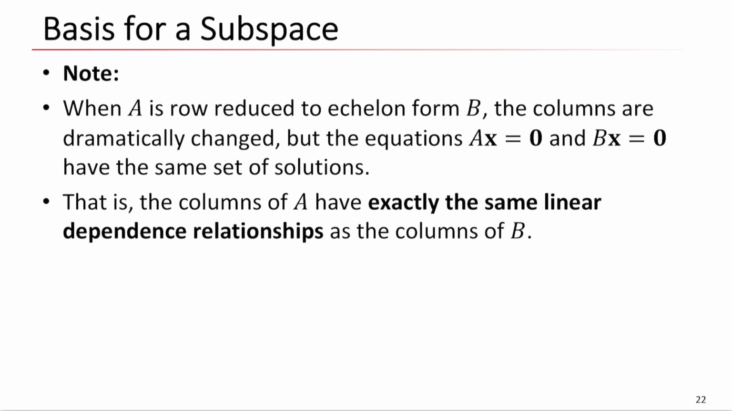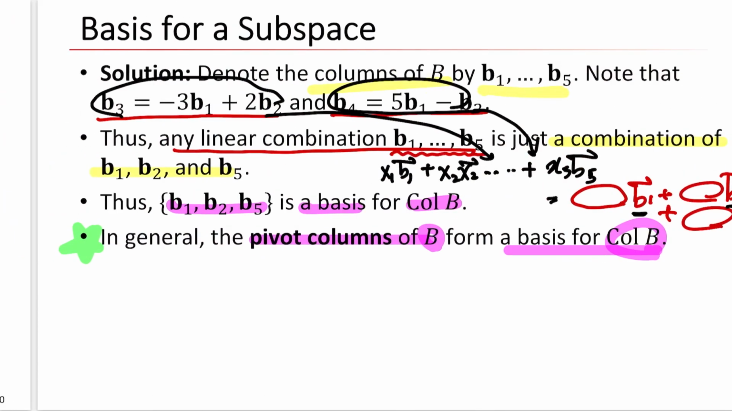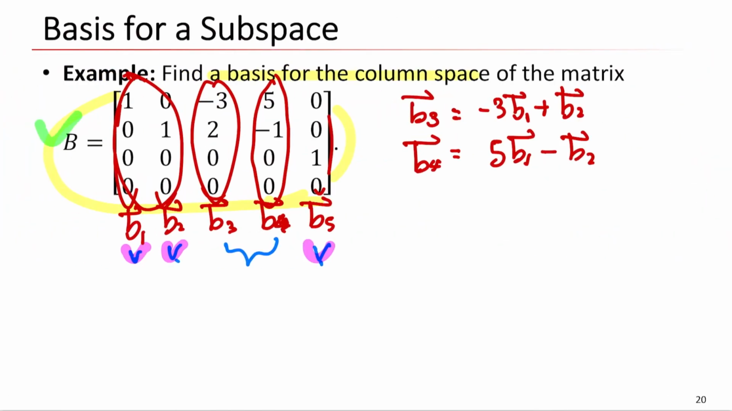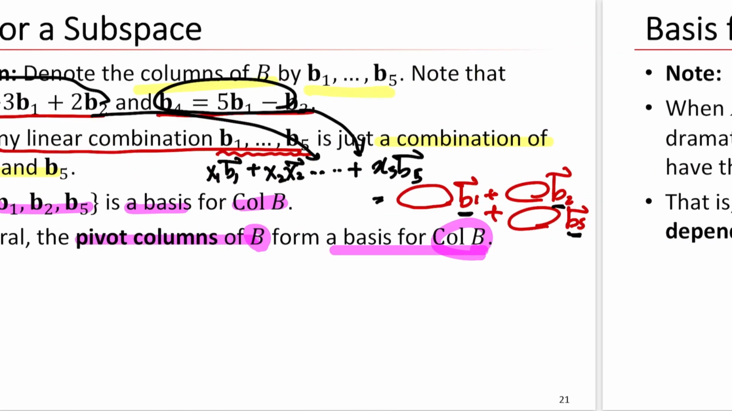So to conclude, the matrix A is row reduced to echelon form B. Okay, if you see this one, actually this is the echelon form, right? Echelon form or a reduced echelon form, right?